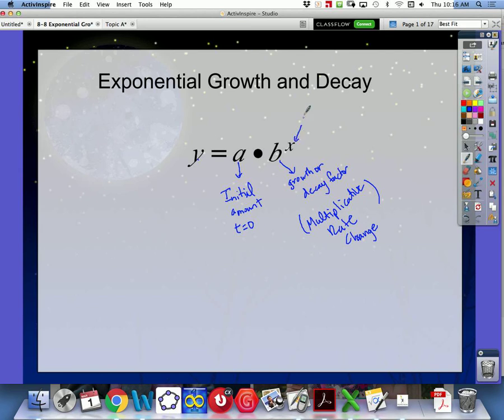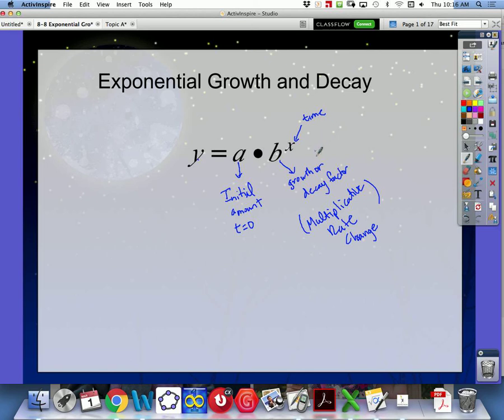And then the x, that's normally the time. So in the initial amount, the x would be 0. If they want half an hour, it could be a half, an hour, 1. This number can be whatever you want it to be.